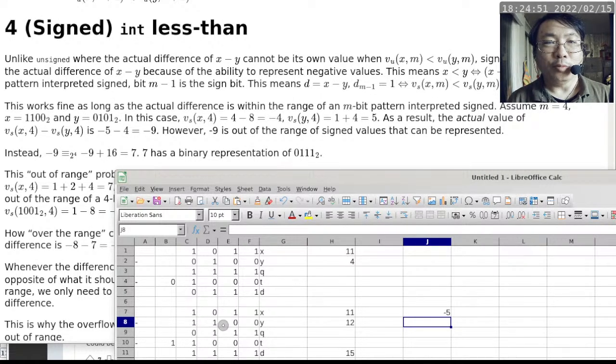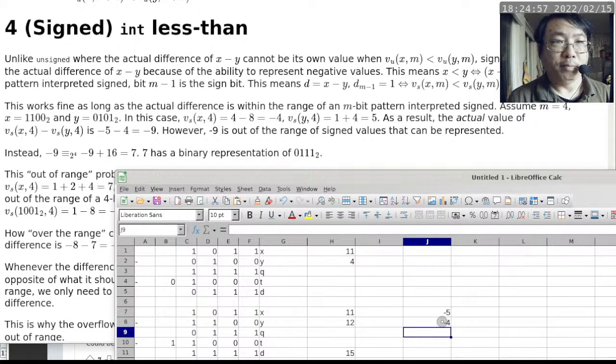So what about this one? Is it 0 plus 0 plus 4 minus 8? So that would be negative 4. What is negative 5 minus negative 4? Negative 1. Very good.